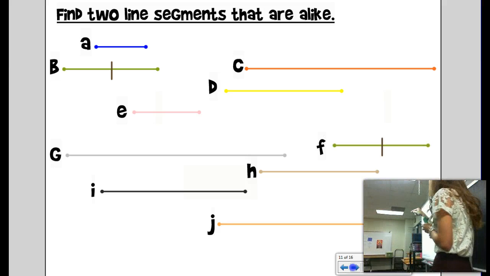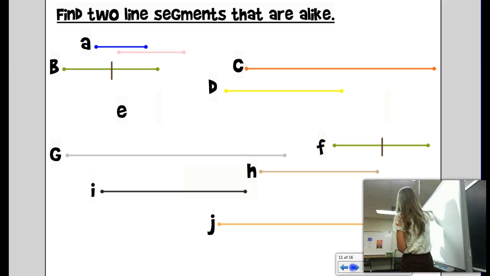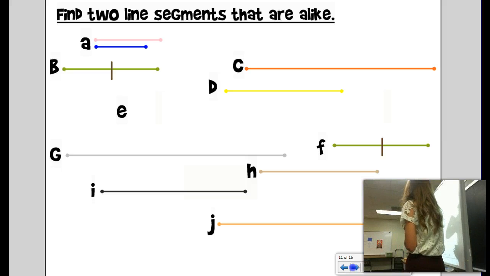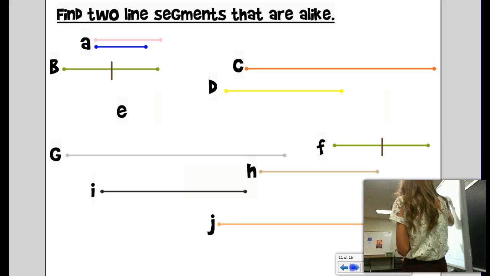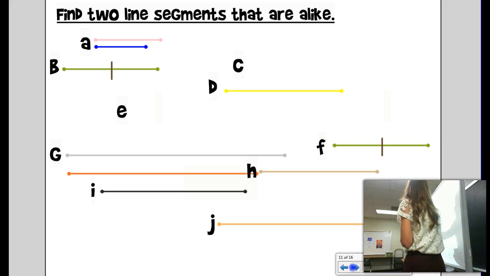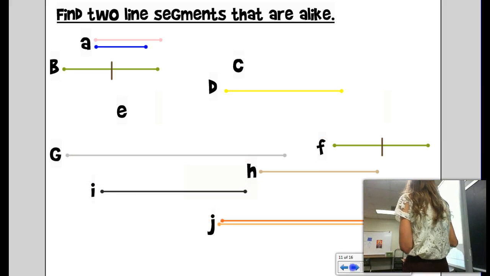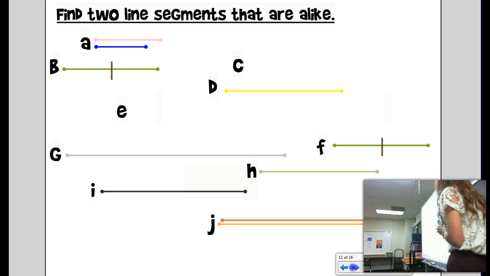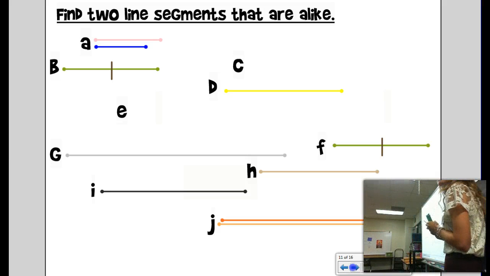What else? A and E. No. Okay, well, no. Close but no cigar. C and G. C and no, G. C and J. C and J. J. Ooh, close, but no. So nothing basic. So probably just B and F.